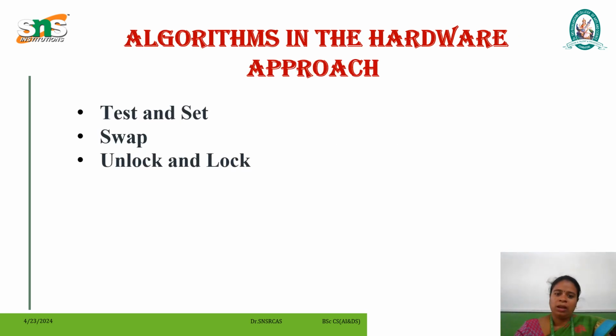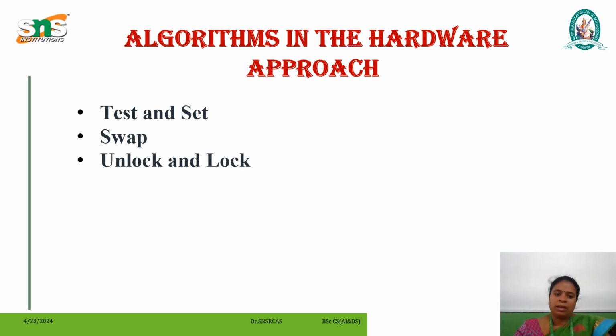Next one, algorithms in the hardware approaches. There are three algorithms in the hardware approaches to solving the process synchronization problem. First one, test and set, then swap, and then unlock and lock. Hardware instructions in many operating systems help in an effective solution of the critical section problem.